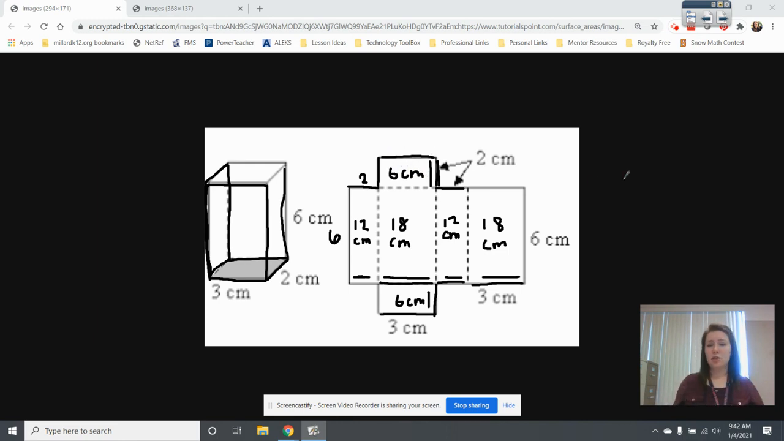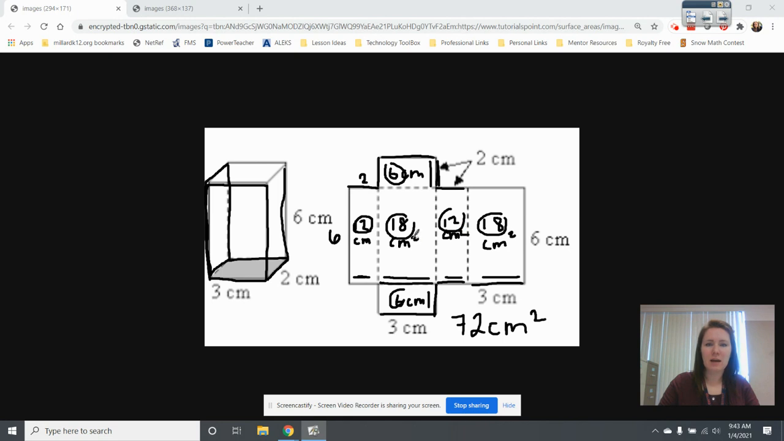Our last step is just to add all of these areas together. 12 plus 18 plus 12 plus 18 plus 6 plus 6 equals 72 centimeters squared. And all of these, now that I'm looking back, are areas, so they should all be in centimeters squared. Area is always in units squared, which means surface area is also in units squared. So this is an example of a rectangular prism.